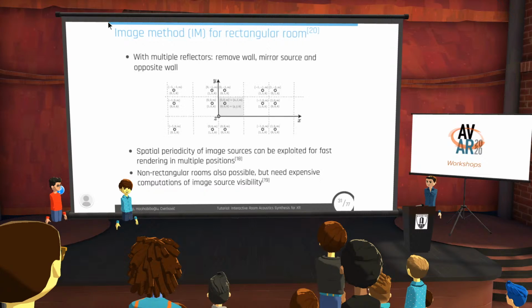Now, how can we use this in a more typical case where you not only have one wall? If you have multiple walls, what you do is you repeat this process.